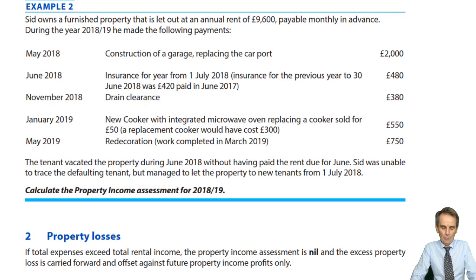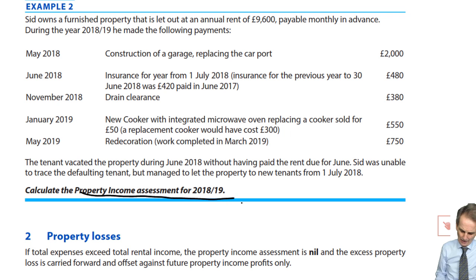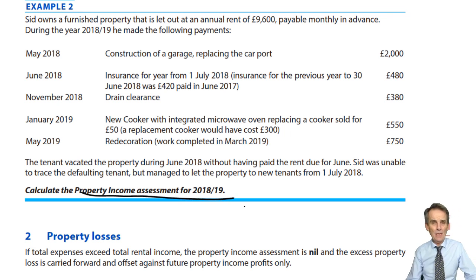Well, I left you at the end of the previous session to have a go at what you see in front of you here, example 2, which hopefully you both performed and reviewed. But very quickly, what we've been asked to do is to work out just the property income assessment for our tax year 18-19. So we need the rental income received less the allowable expenses paid during the tax year.